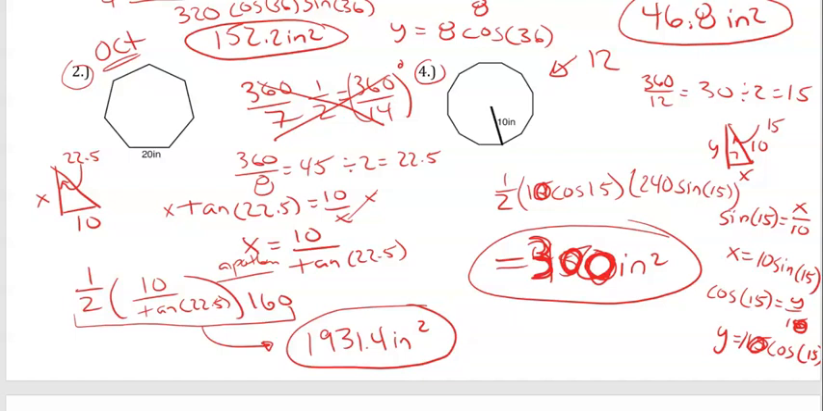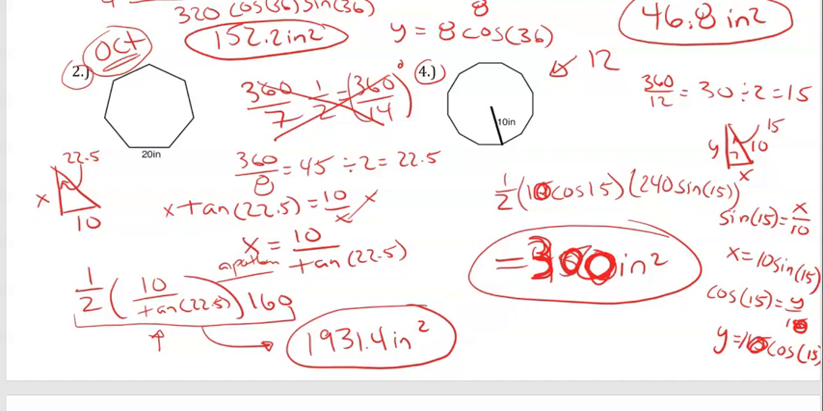Alrighty, so let's take a look at this problem right here. I knew that we changed it to be an octagon, so I did 360 degrees divided by 8, which gave me 45, and when I divided by 2 to get the angle inside my right triangle, it was 22.5. All I needed was the apothem, so I put the x where the apothem was. When I solved for the apothem, I found out that x was equal to 10 over tangent of 22.5. I put it into my formula, 1/2 apothem times perimeter, and it spit out 1931.4. Does anybody have any questions on that?